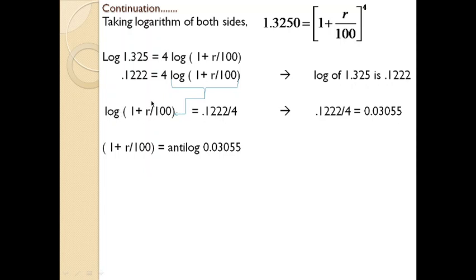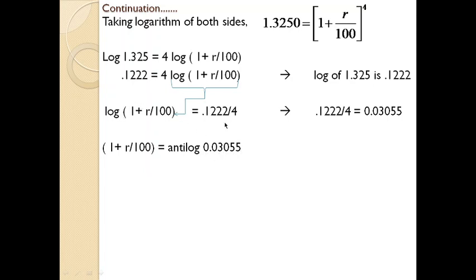Here the log from this side is shifted towards the right side. Whenever a log is shifted to the other side, it will become anti-log. Remember, it's a rule. Consider log as an x, and you can shift x to any side of the equation. When you shift log to the other side, instead of a fraction, it becomes anti-log. So here 0.1222 by 4 you get 0.03055.